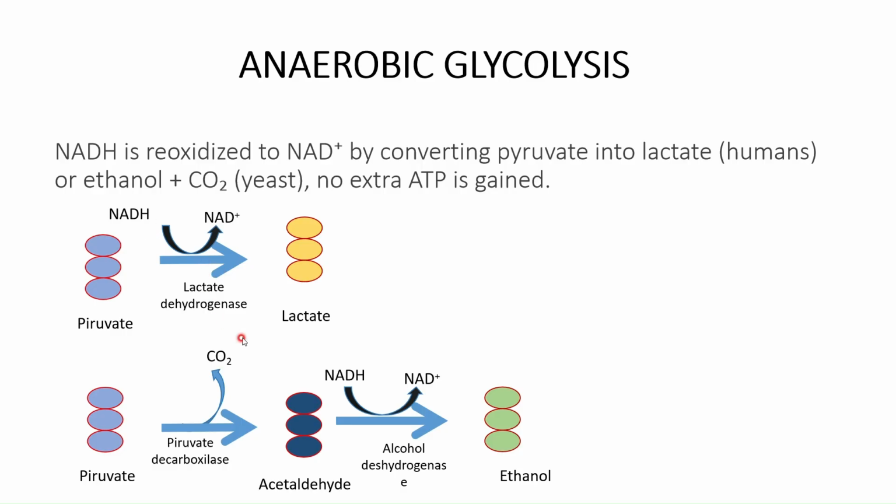And this is lactate fermentation. This is what happens in humans. And this is alcoholic fermentation. In alcoholic fermentation, this pyruvate, once again, we got it from glycolysis. Because of this enzyme, which is pyruvate decarboxylase, it is going to become acetaldehyde. And of course, this is going to release carbon dioxide.